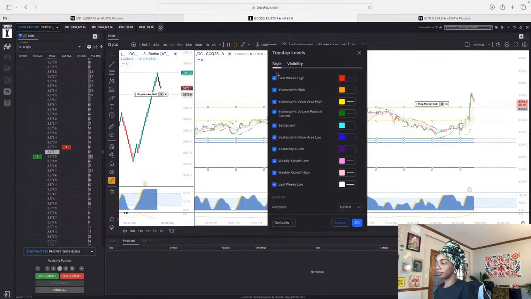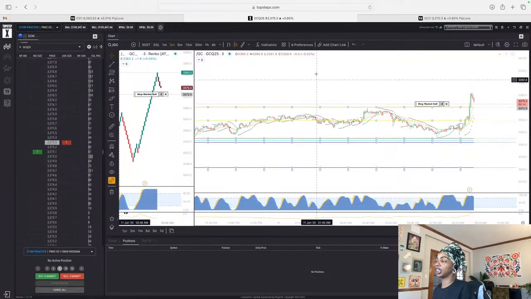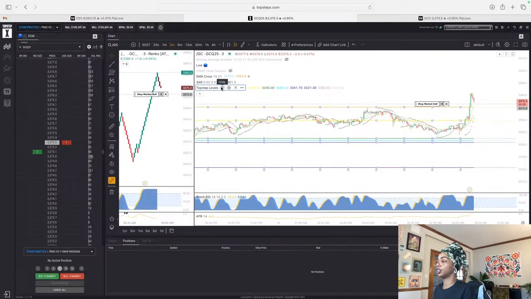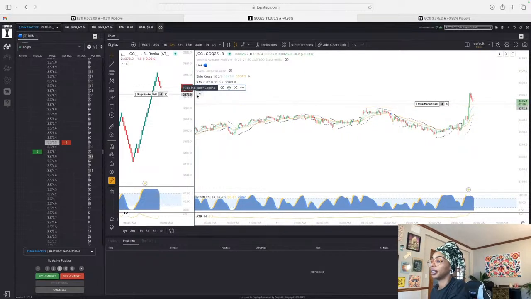Or water. Bubbly water. Okay, so these definitely help us in conjunction with our pivotal zones. These are very helpful because price either magnetizes toward these levels or uses them as support, resistance, things like that. We can hide that. We'll just be keeping on our EMA cross.